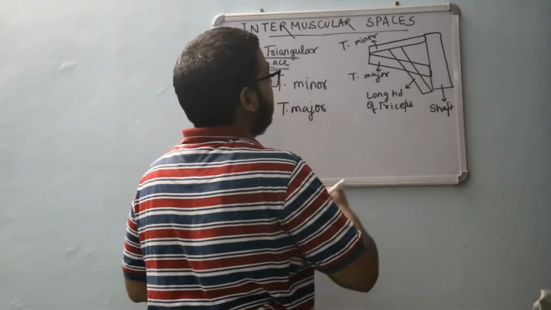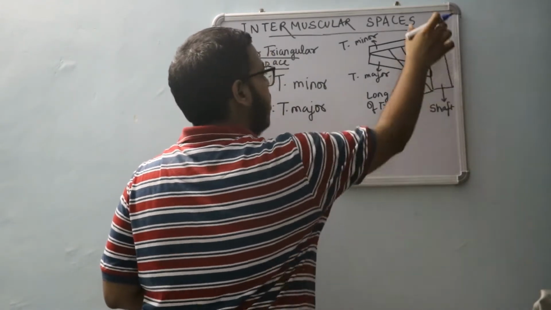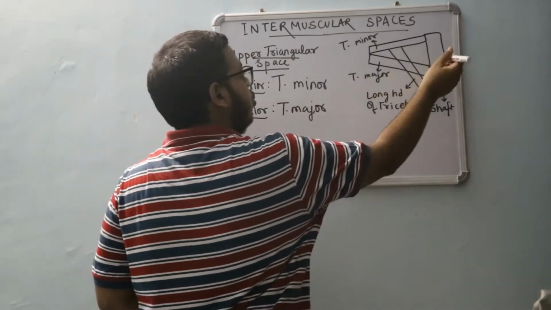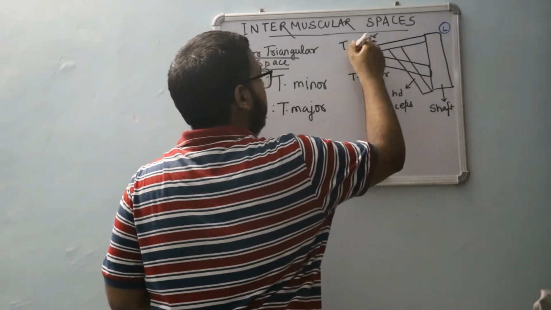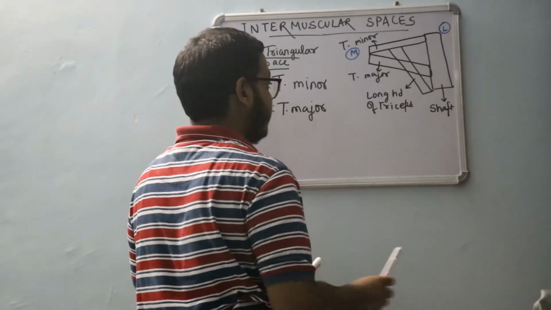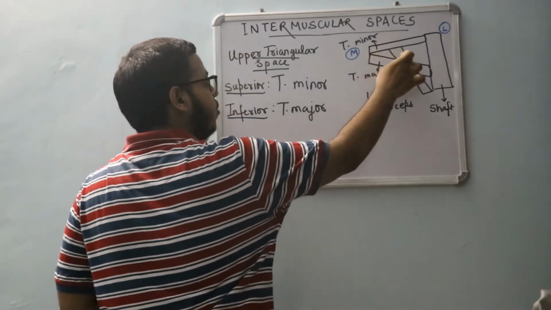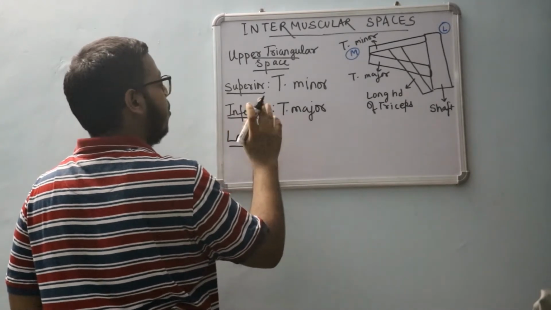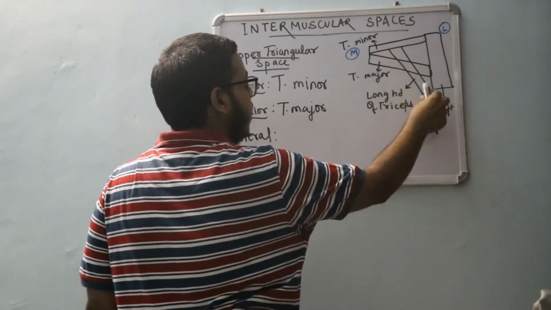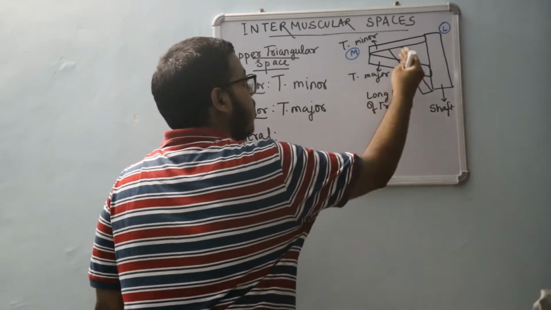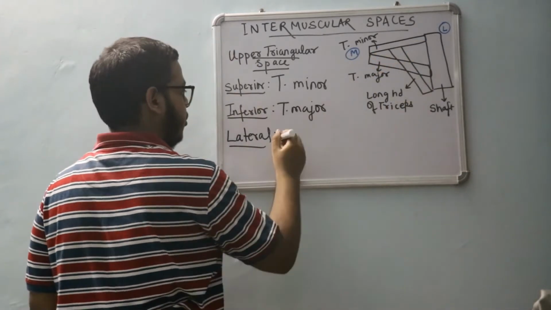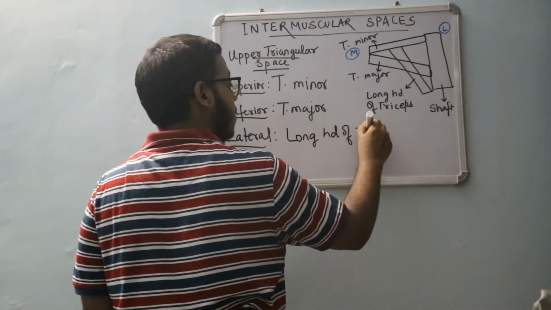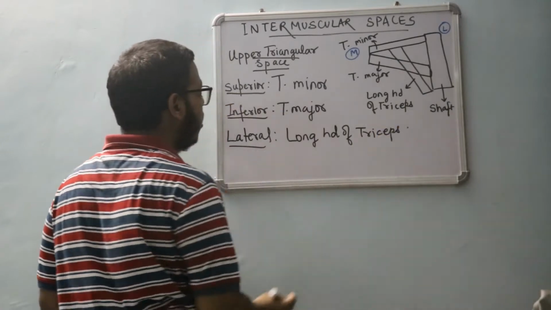Now, in this diagram, this part is the shaft, and here we will have the scapula, which I have not made, but this is how it looks. So this will be the lateral side, and this will be the medial side. Based on that, this is the lateral boundary of the upper triangular space. Who forms it? It is the long head of triceps, and in particular the medial border of the long head of triceps. Now the content.